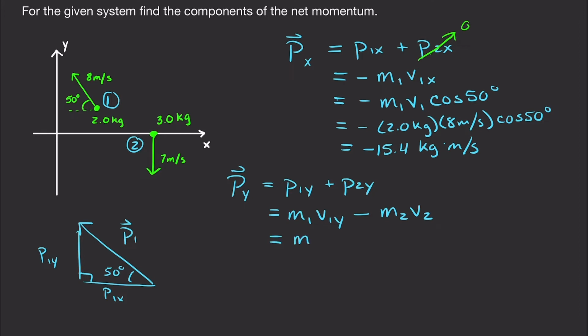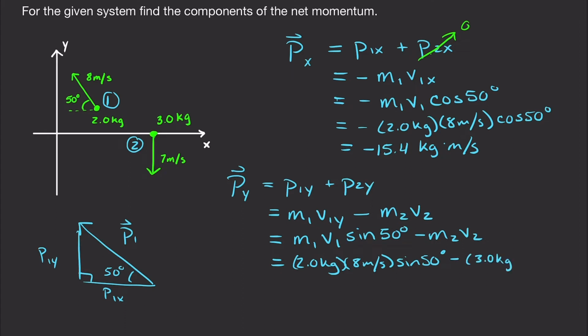But then I need to write the y component of the first particle. So since the x component was cosine, the y component will be sine of 50 degrees minus m2 v2: 2 kilograms times 8 meters per second, sine of 50 degrees, minus 3 kilograms times 7 meters per second. And if we plug all that in, we get minus 25.2 kilograms meters per second.